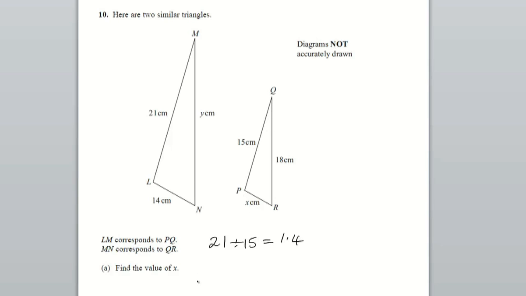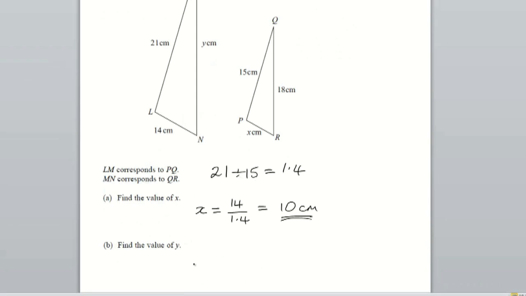So x, we're going to the smaller one, so it's 14 over 1.4, which equals 10 centimeters. The value of y, we're scaling it up this time, so it's 18 multiplied by 1.4, 25.2.